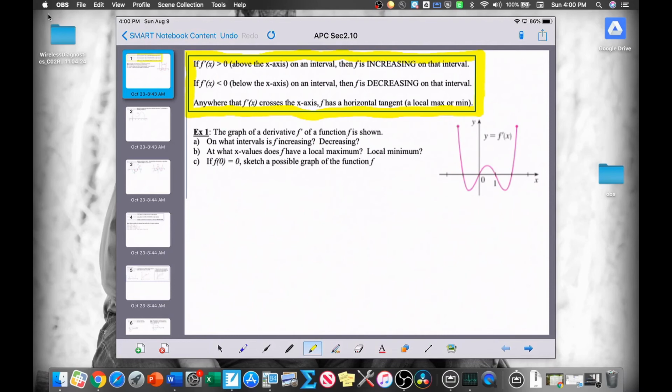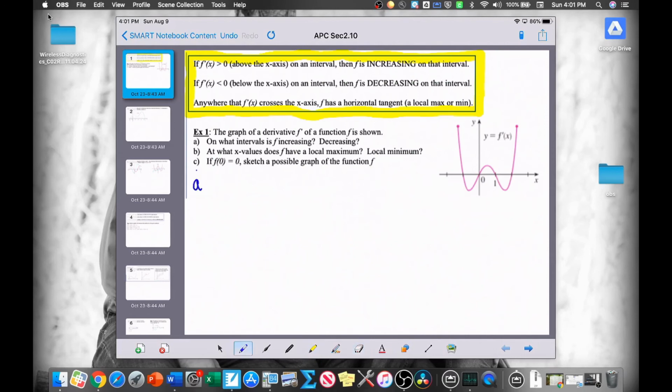In our first example today, the graph of a derivative f prime of a function f is shown. So again, focus on the fact that we are looking at the graph of our function's derivative, not of the function itself. But they're asking us questions about the function, not about the derivative. Part A says, on what intervals is f increasing, and on what intervals is f decreasing?